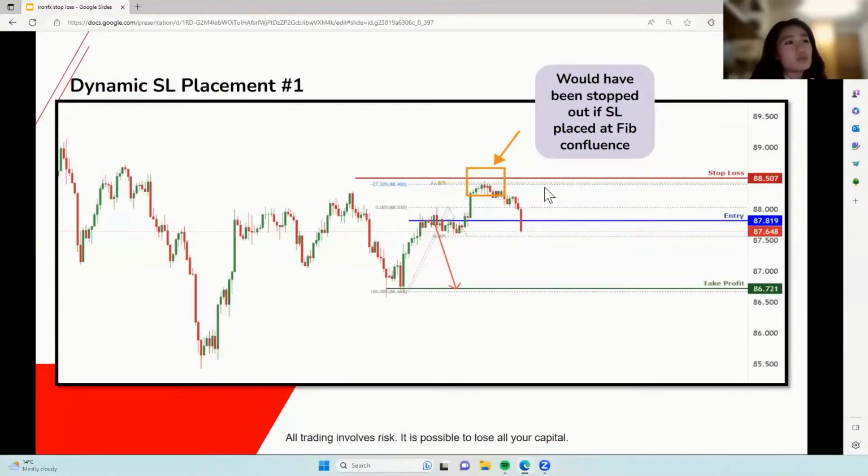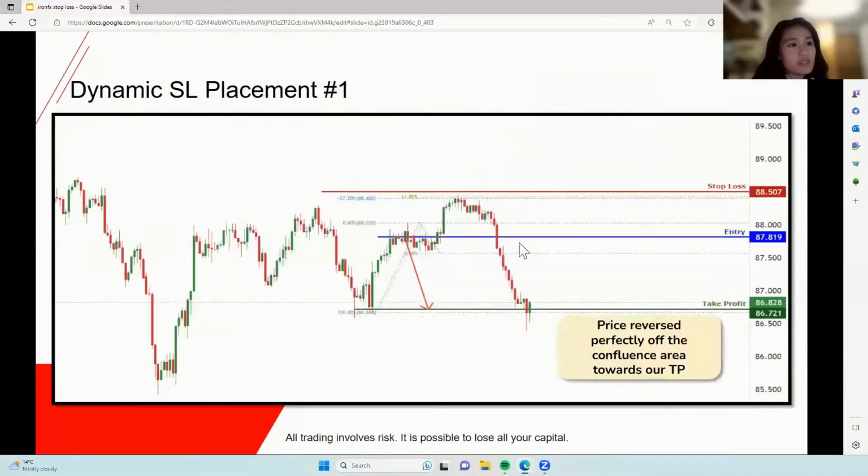So what we do is we place our stop loss beyond it. And you can see if I place my stop loss directly on this Fibonacci area instead of beyond it, we would have gotten stopped out. So we're expecting the reversal, and it hits right down to our take profit, which is exactly what it did here.